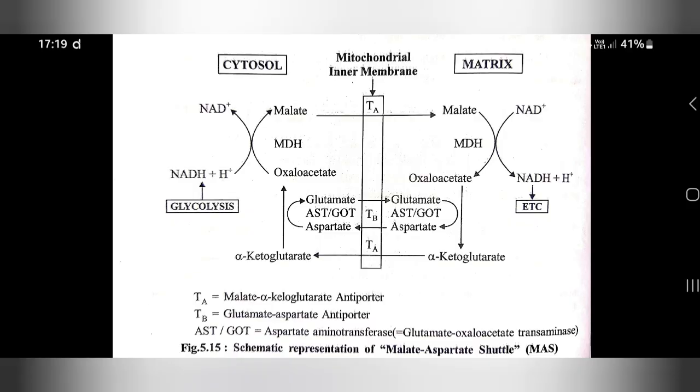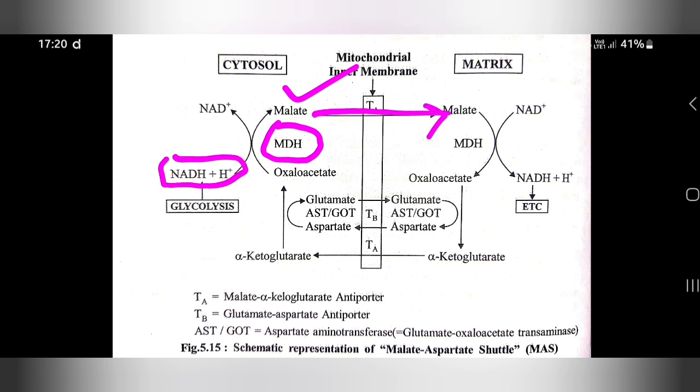The next one is malate aspartate shuttle system. So here two enzymes control the whole reaction. One is malate dehydrogenase and the second one is aspartate aminotransferase. The first step is in cytosol after glycolysis, oxaloacetate collects the reducing equivalent from NADH plus H plus, which is catalyzed by cytosolic malate dehydrogenase or MDH. Oxaloacetate collects the reducing power from NADH and H plus to form the malate.